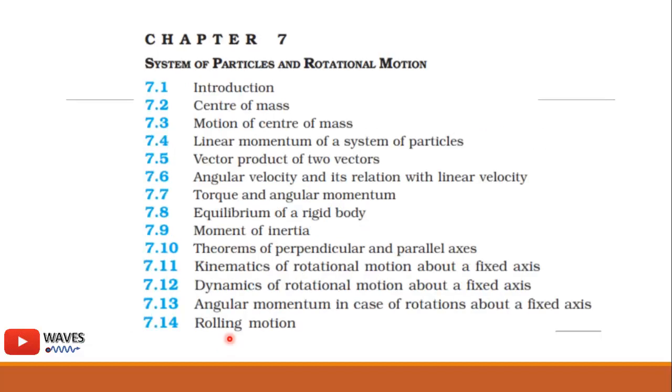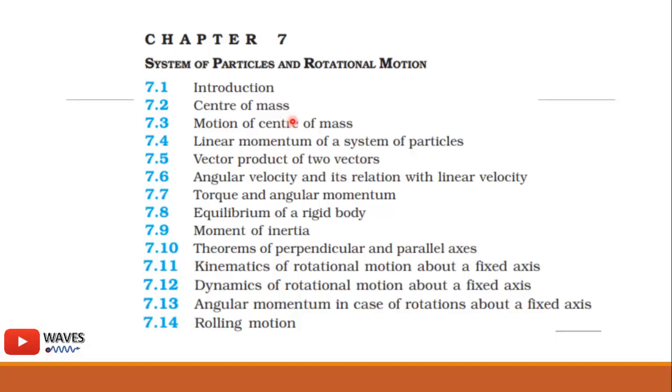The next chapter, the penultimate chapter of this book one, is system of particles and rotational motion. I'd like to bring to your notice that this particular chapter is kind of complicated, and if you understand it, it's easy, but if you are superficially trying to understand it, the chapter becomes difficult. But at the same time it's important from your examination point of view, because here we are going to learn concepts which probably you have not learned that much in your lower classes, or you might have only heard about.